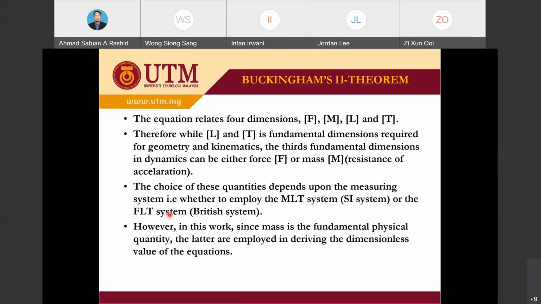It depends. For example, I prefer to use FLT because in geotechnique we have a lot of parameters which refer to force. If we use MLT, we need to change the force into mass. Time is also part of it, and we want the least number of primary dimensions. I guess that will be the best, so in that case it is better to use FLT compared to MLT.